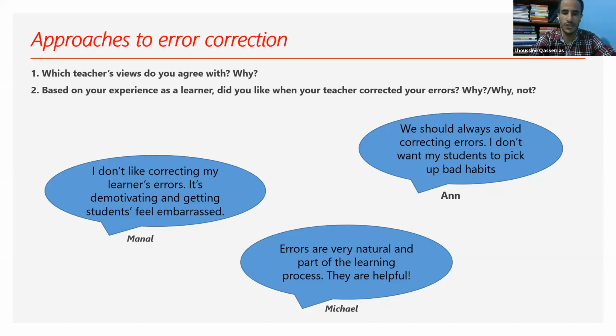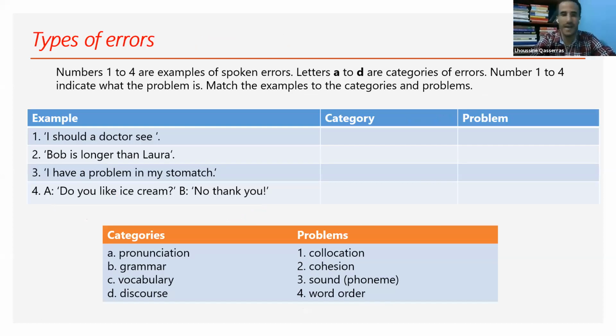All right, good. Next, types. What are the types of errors? Now here, numbers from 1 to 4 are examples of spoken errors. Letters A to D are categories of errors. Numbers 1 to 4 indicate what the problem is. Match the examples to the categories and problems.